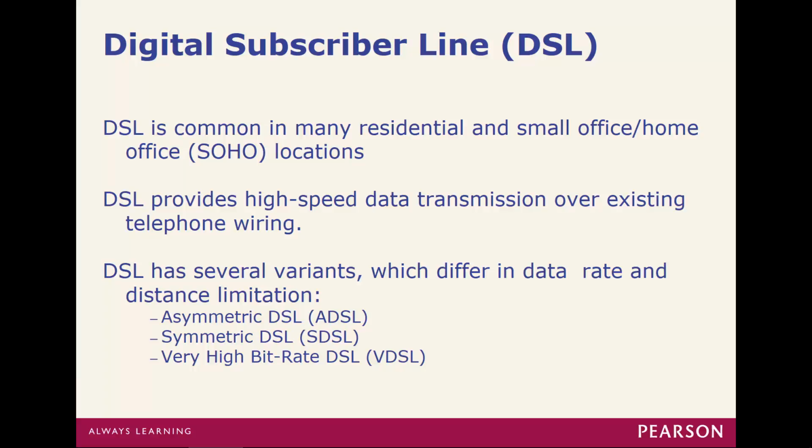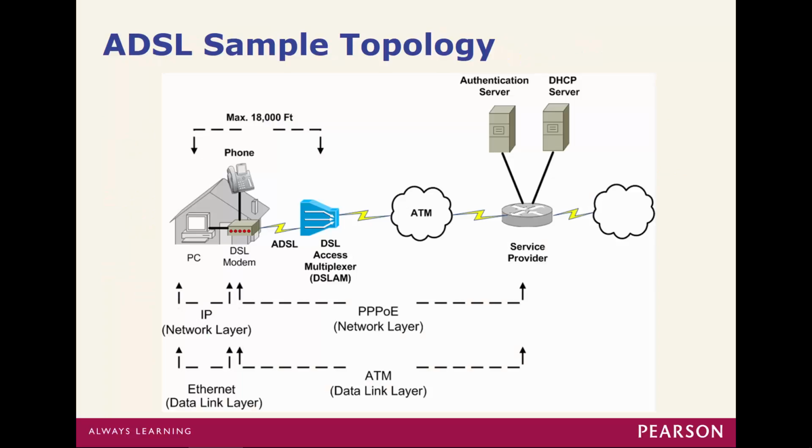DSL, since we just said it, is common in residential as well as small home offices. It does provide high-speed internet over existing telephone wire, and there are different variations: asymmetrical or symmetrical DSL, as well as very high bitrate DSL. They're saying normally between the home and our DSLAM, we're talking 1,800 feet.